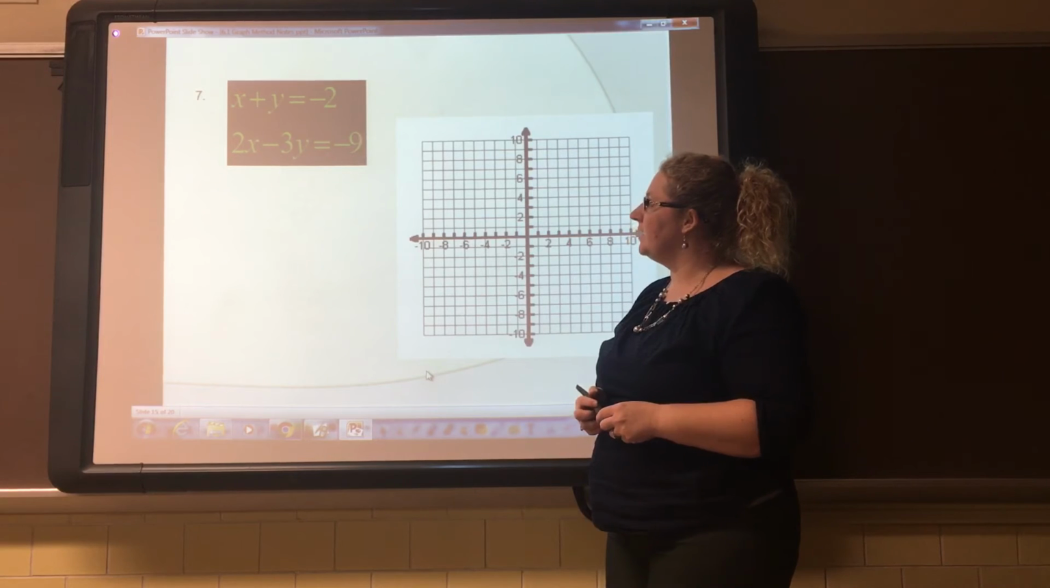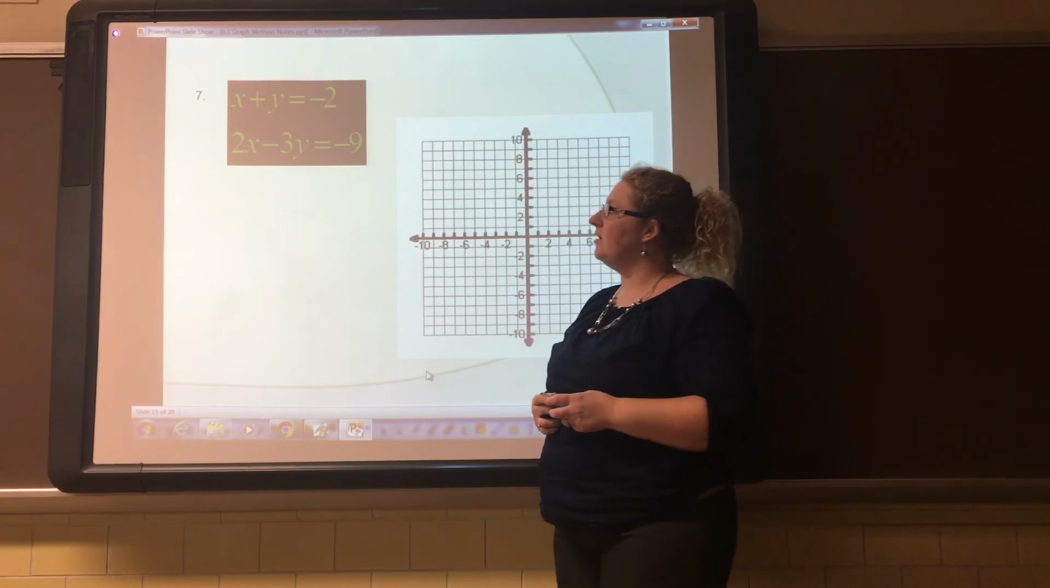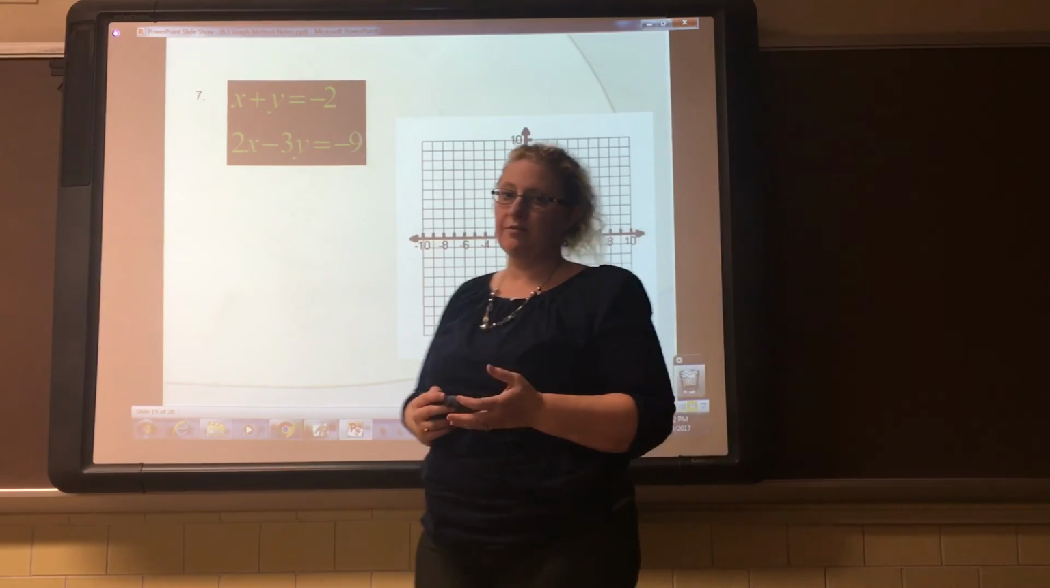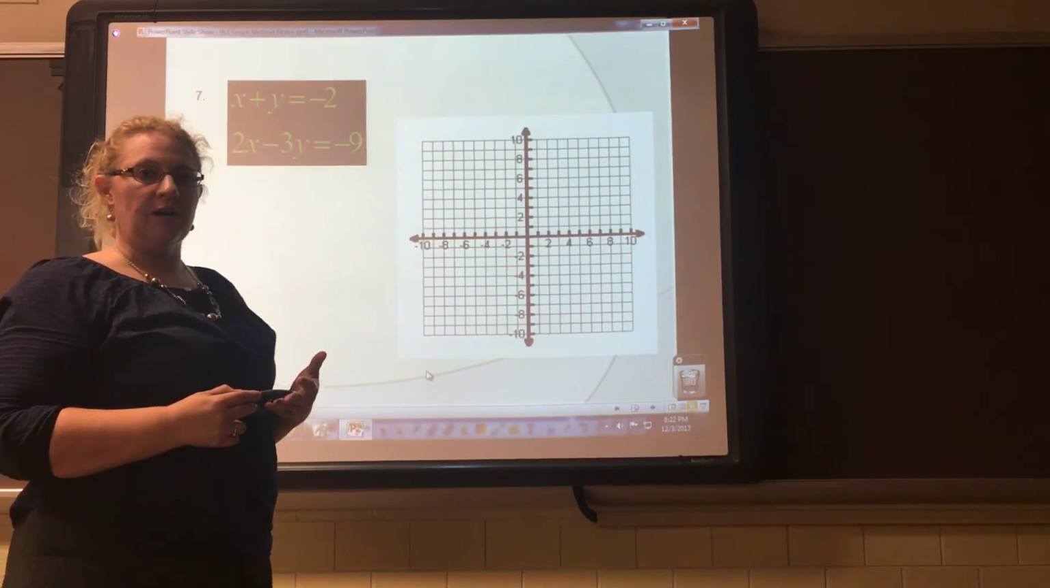Alrighty, let's go ahead and flip our papers over. We're going to take a look at example 7 here. For example number 7, I'd like for you guys to go ahead and work that out. I'm going to give you just a moment to go ahead and find the x-intercepts, y-intercepts, and then you're going to figure out where it crosses.